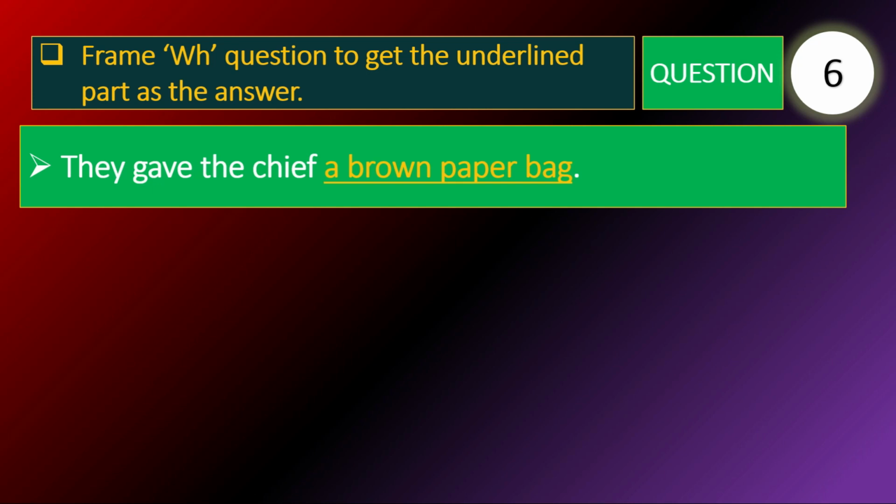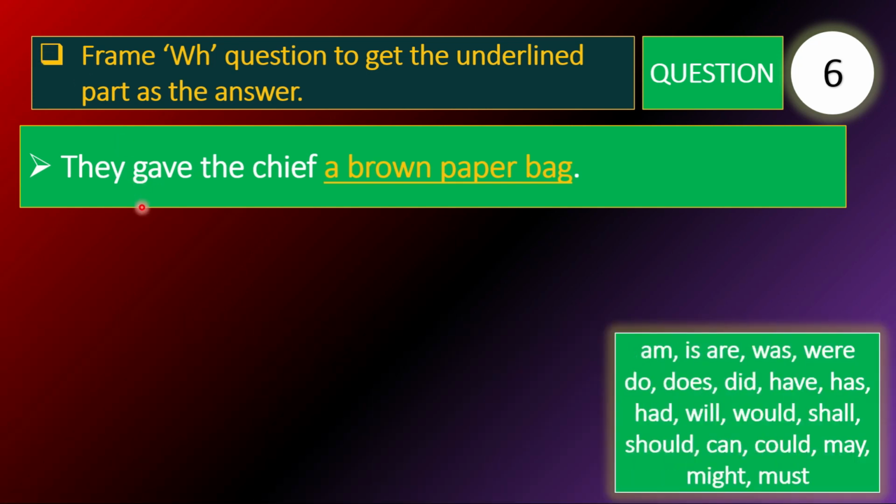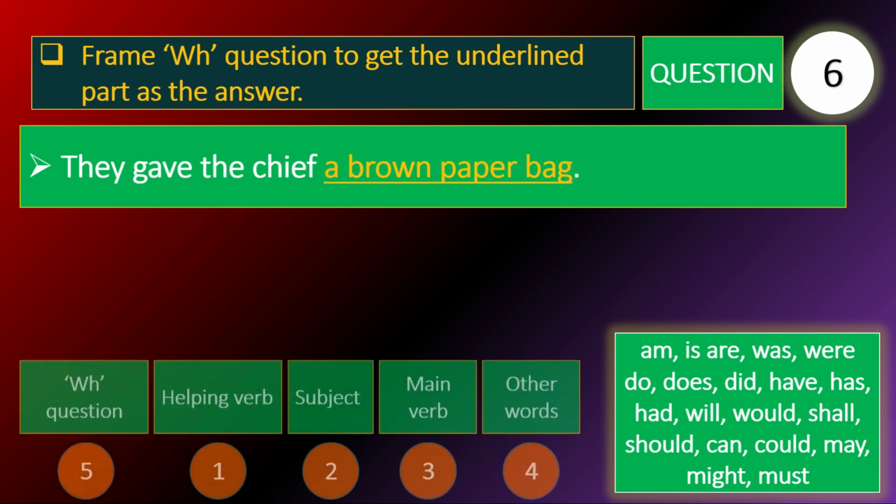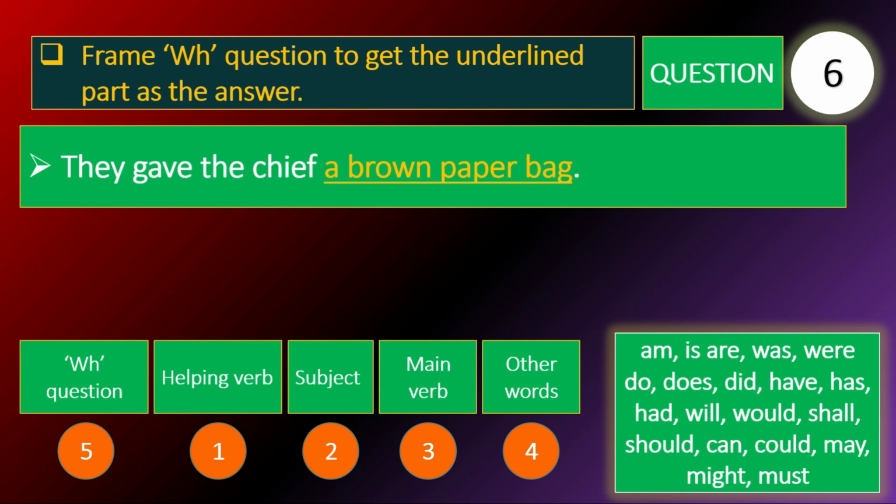They gave the chief a brown paper bag. Don't worry, this is not the same sentence. Same sentence but not the same part underlined here. You have a different one underlined. A brown paper bag this time. They gave the chief something. What is that? So you can use what this time.